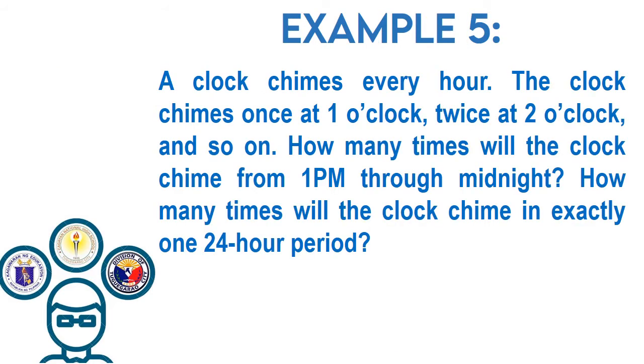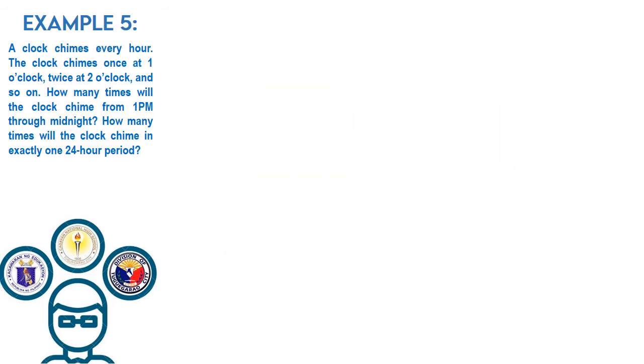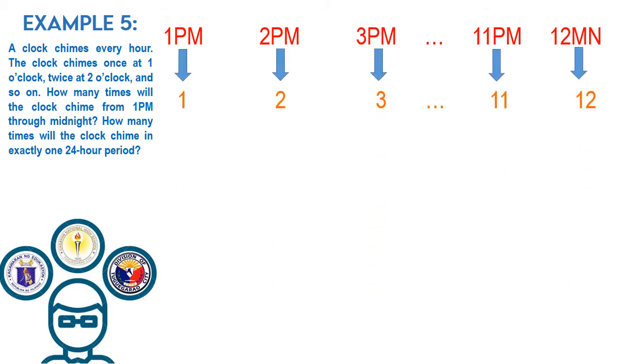Let us try our fifth example. A clock chimes every hour. The clock chimes once at 1 o'clock, twice at 2 o'clock, and so on. How many times will the clock chime from 1 p.m. through midnight? How many times will the clock chime in one 24-hour period? From 1 p.m., 2 p.m., 3 p.m. through 12 midnight, the clock will chime once, twice, thrice, and so on until 12 times respectively.